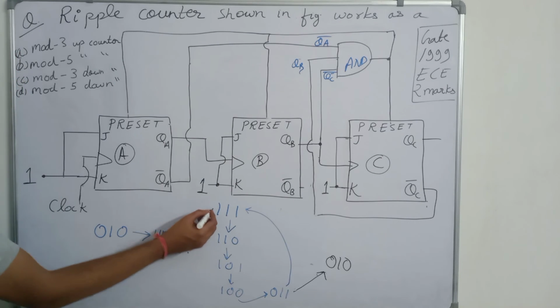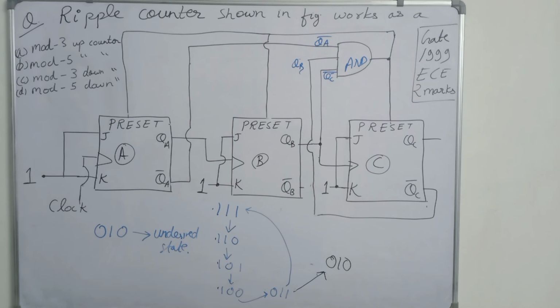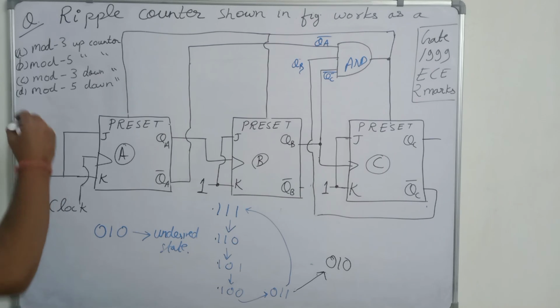So the total states are 1 2 3 4 5. So it is a mod 5 down counter.